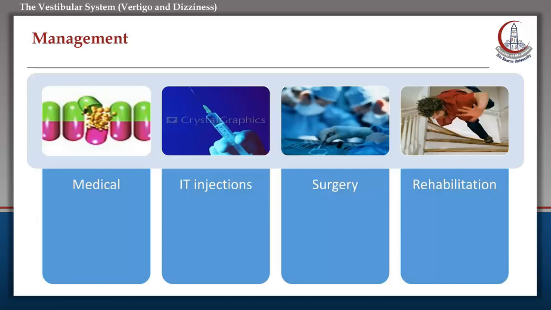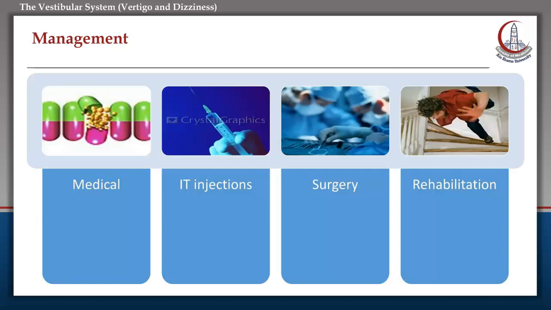You start with phase 1, phase 2, phase 3, phase 4, depending on your diagnosis and depending on the response of the patient to the treatment. For the vestibular system, we can give drugs, medications, pills, injections, whatever. Sometimes you can give intratympanic injections. We can inject drugs directly into the middle ear, and these drugs will diffuse into the inner ear and affect the inner ear functions. Sometimes you can submit the patient to some sort of surgery to relieve the vertigo.